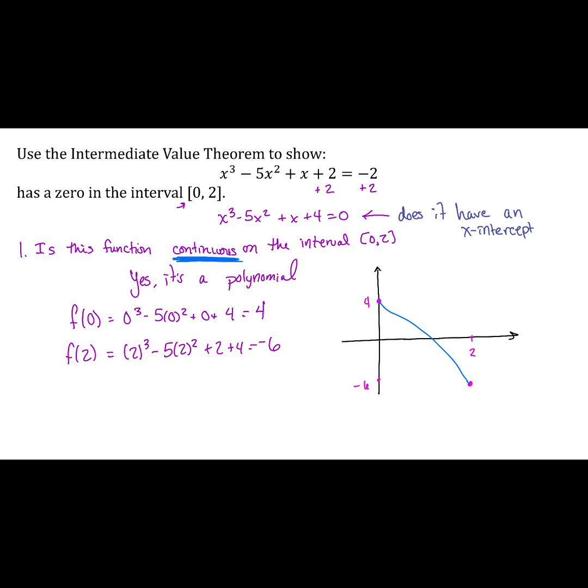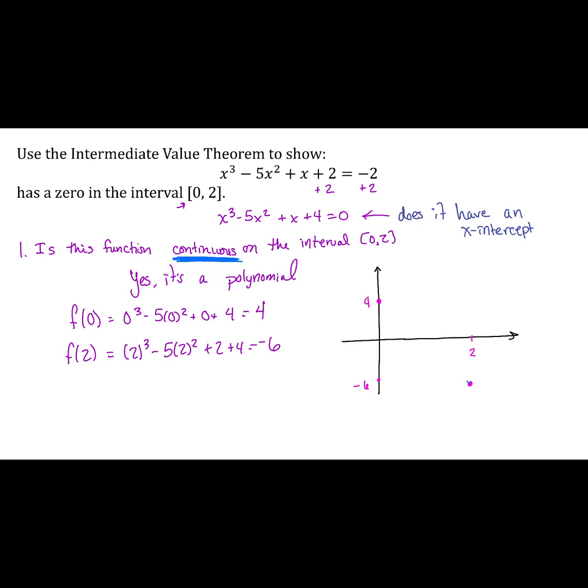So the first thing we have to ask ourselves is, is this continuous on the interval they want us to look at? And yes, it is. It's a polynomial. Then we have to look at what happens when we plug in the endpoints of that interval. We plugged in 0, we got 4. We plugged in 2, we got -6.